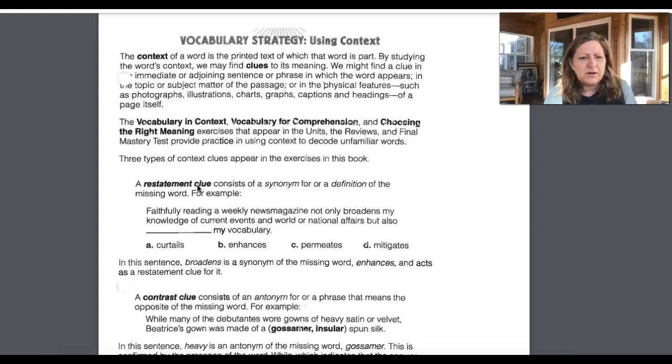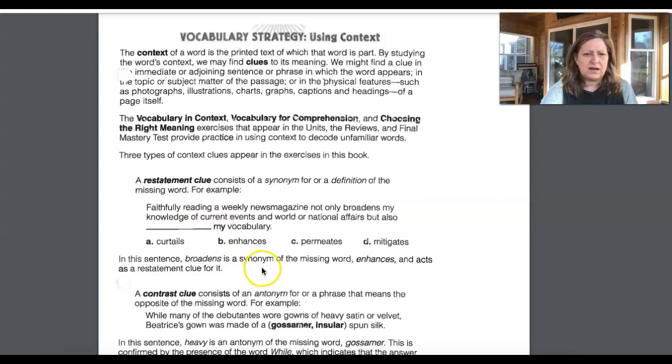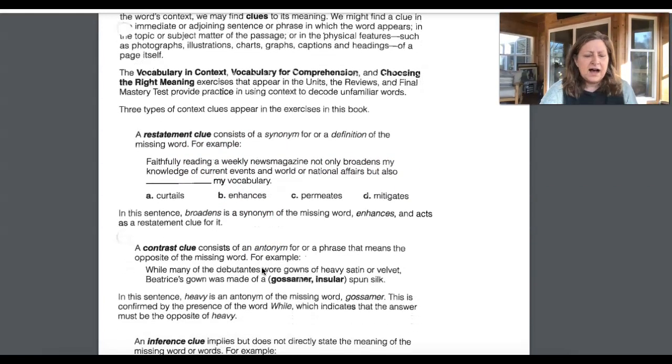And so they give you a little bit of an example. Faithfully reading a weekly news magazine not only broadens my knowledge of current events and world or national affairs, but also, so you look at the word broadens, and broadens, curtails, enhances, permeates, mitigates. It enhances your understanding. So there's a restatement clue where they're giving you a definition.